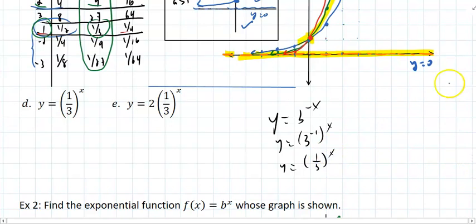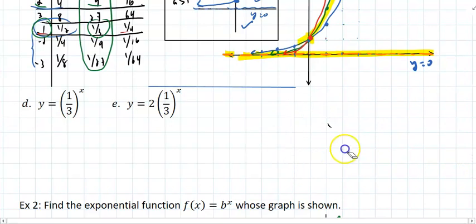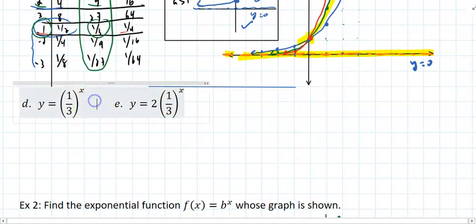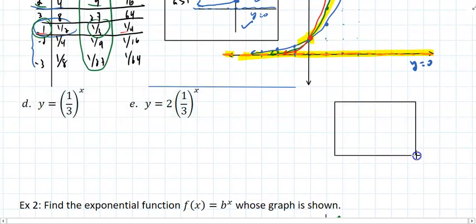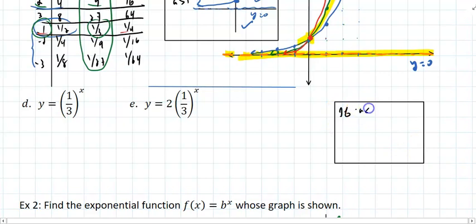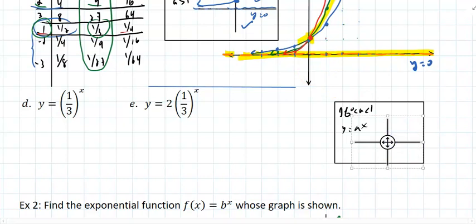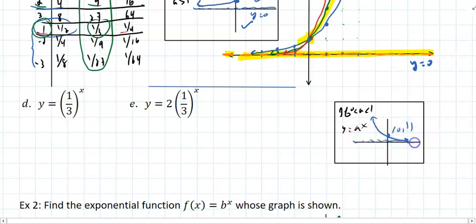That indicates that in general, if a is between 0 and 1, then y equals a to the x would look like this. 3 things you need to maintain for me, just like we did in the previous graph. You're going to show me it's decaying. You're going to label the point (0, 1) for me clearly, and you're going to keep track of the asymptote.